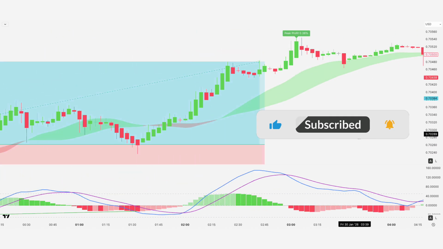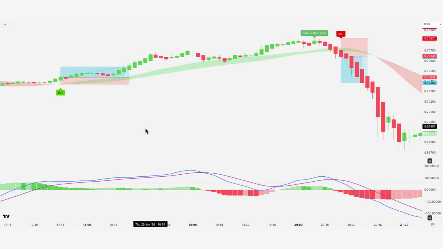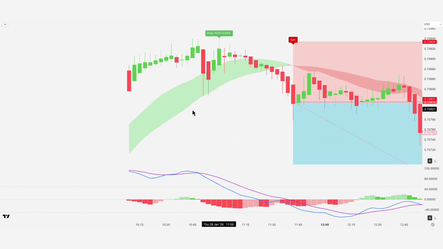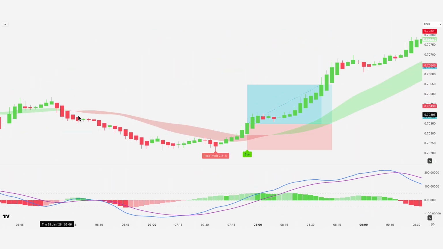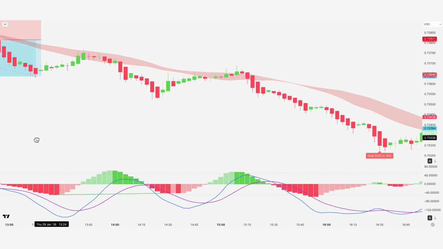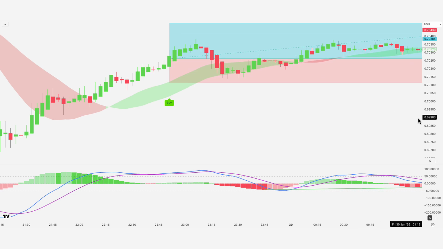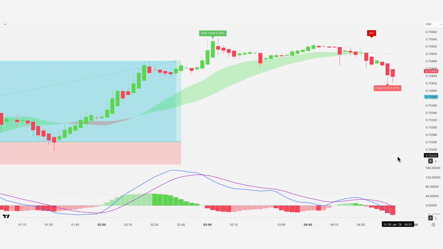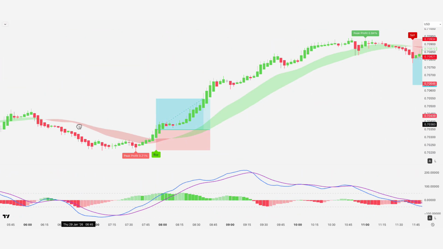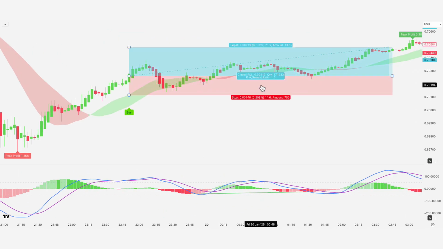So after breaking down the zones, structure shifts, and real chart examples, here's the truth. An AI-based indicator is not a shortcut. It's a decision framework. The real edge doesn't come from signals alone. It comes from understanding why those zones form and how you manage risk around them. If you use this tool with discipline, patience, and proper risk control, it can become a powerful addition to your trading process. But remember, no indicator replaces psychology. No system removes responsibility. What separates consistent traders from emotional ones is execution.